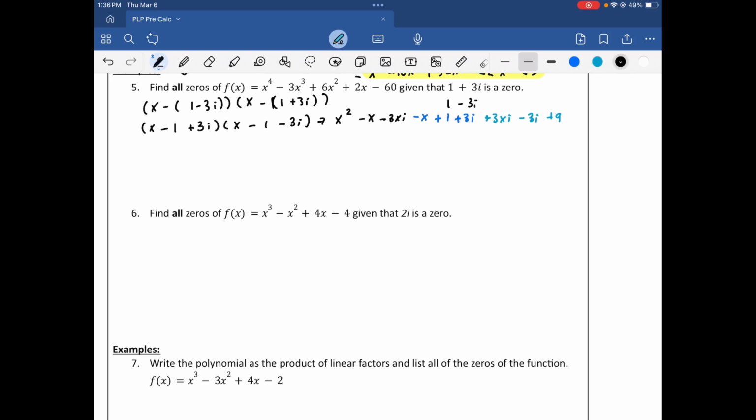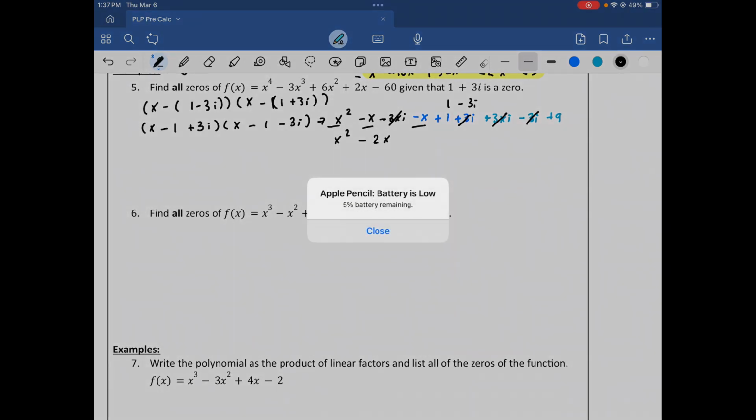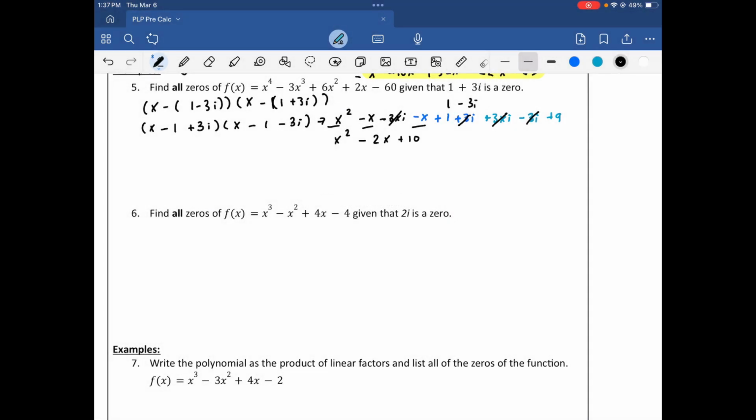So our total function here is x squared. Our minus 3xi's cancel. Our plus 3i and minus 3i's cancel. So we've got x squared minus x. Oh, so sorry, minus 2x. I missed the first one. x squared minus 2x plus 10. We can use that function and use long division to find the rest of our zeros.